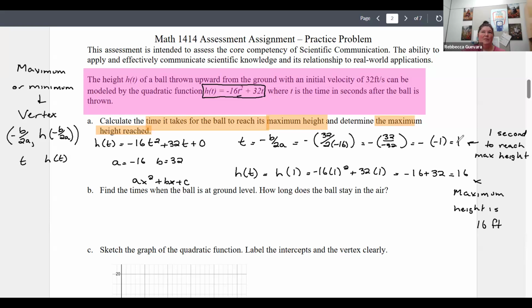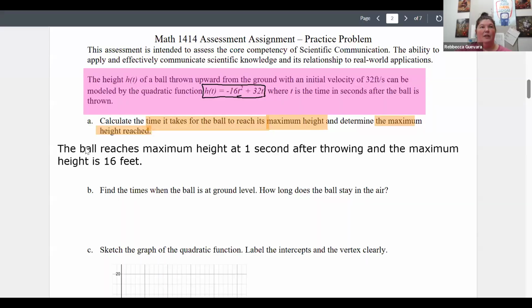Okay. So let me pause this, and we'll just put in a more blanket statement here, and then we'll move on to B. So we can just rewrite this as: the ball reaches a maximum height at 1 second after throwing, and the maximum height is going to be 16 feet.